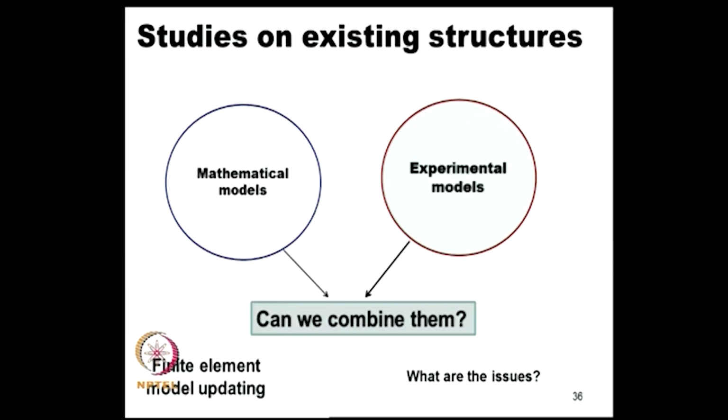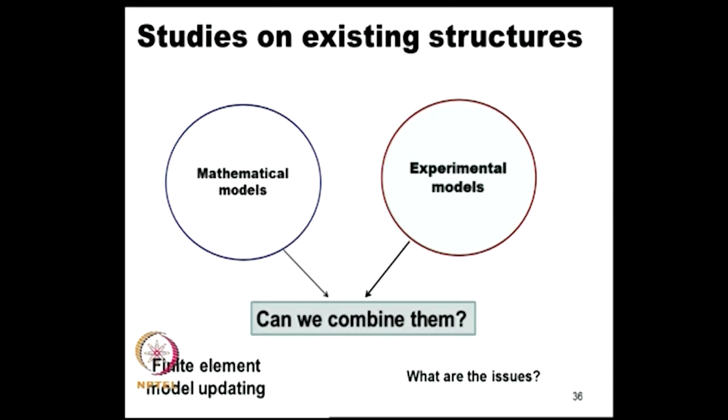Now, even after the structure comes into existence, we can continue to use mathematical modeling. If we conduct a measurement on the performance of the structure under a given set of loading and observe the structural response, and if we were to predict the same structural response for a similar type of loading using a mathematical model, it is quite likely that the two results would not match. Now, the basic question is, can we combine these two models? What are the issues that arise when we try to answer this question?